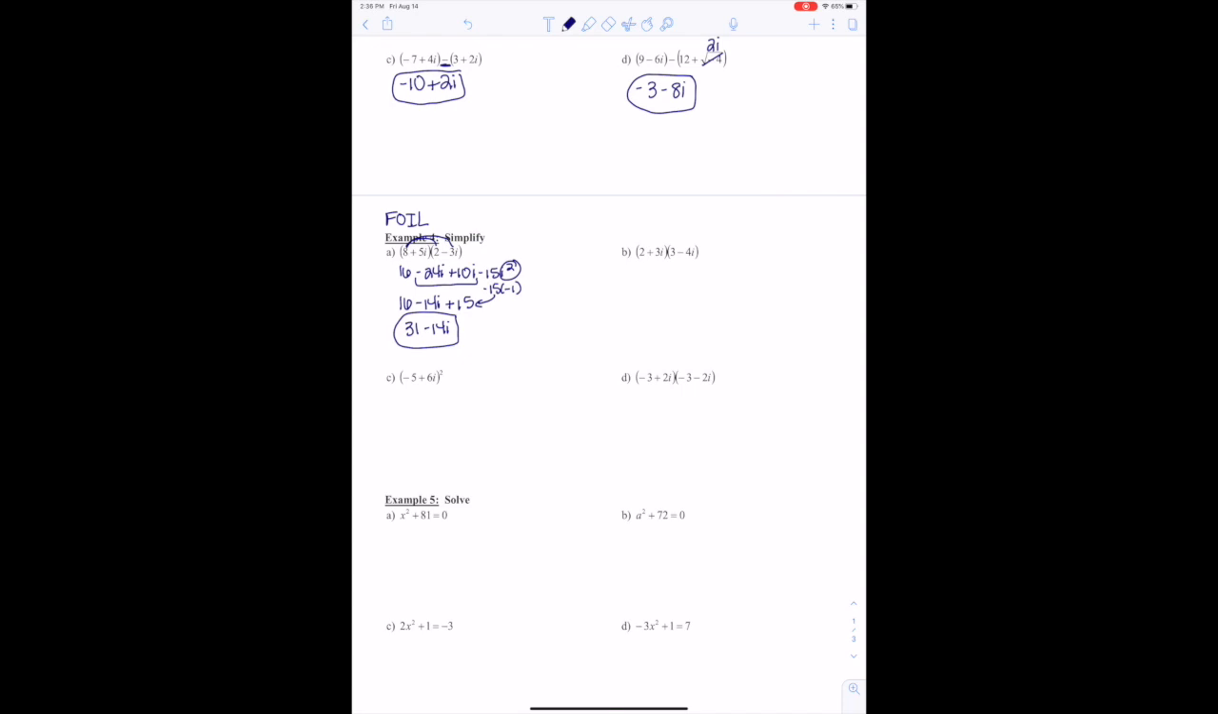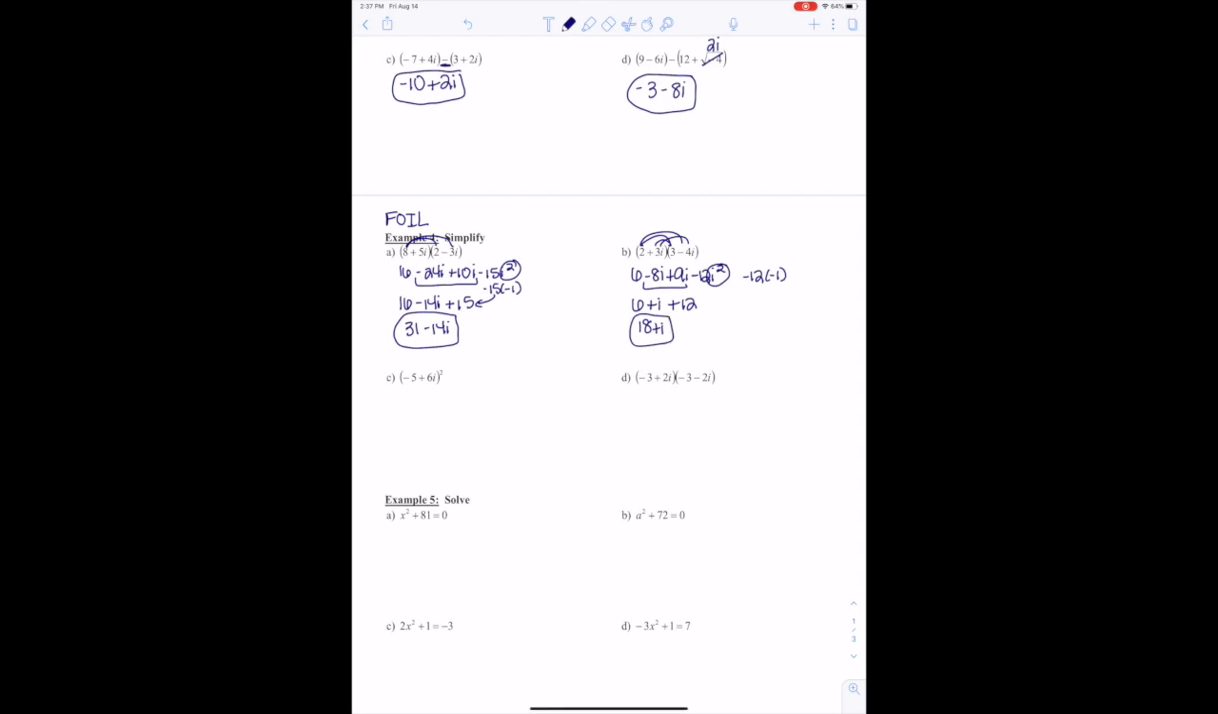So for B, 2 times 3 is 6. Then 2 times negative 4i is negative 8i. 3i times 3 is 9i. And 3i times negative 4i is negative 12i squared. Like terms in the middle, so I have 6 plus i, because negative 8 plus 9 is just 1. Remember, i squared is negative 1, so we have negative 12 times negative 1, which is going to turn that into a positive 12. 6 plus 12 is 18, so I have 18 plus i.